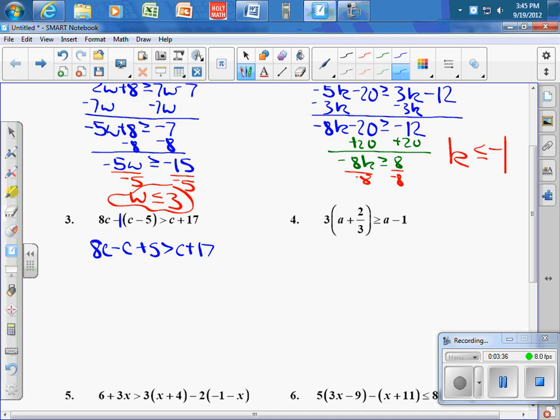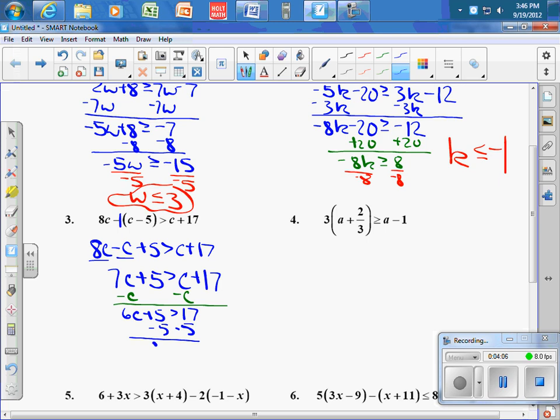Now, on the left side, I have 8c minus c. My job here is to combine like terms on the left side. So that gives me 7c plus 5 is greater than c plus 17. I now have variables on both sides. Subtract c from both sides gives me 6c plus 5 is greater than 17. After you subtract 5 from both sides, you get 6c is greater than 12. Dividing both sides by 6, c is greater than 2.